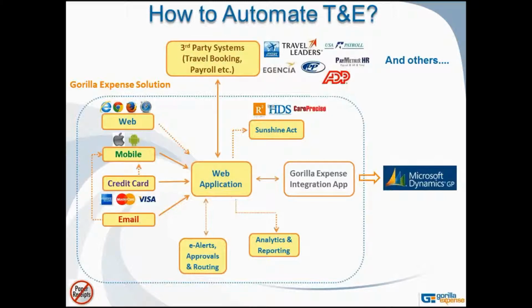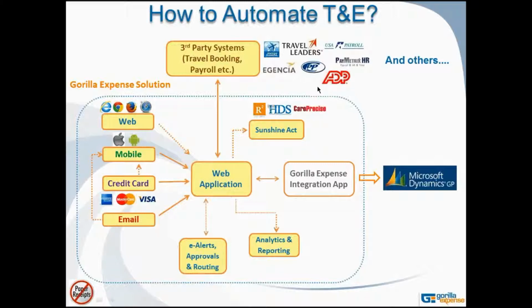Going outside of the dotted box, we can also integrate with third-party systems like travel booking systems or payroll systems. In the case of travel booking systems, as you can imagine, the data flow is from outside into our box, where we'll import travel booking data and make that available to the respective travelers. For a payroll system, the data flow is going out of our dotted box, out to the payroll system.